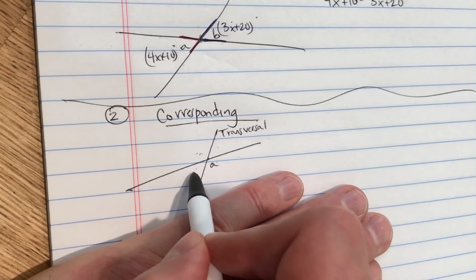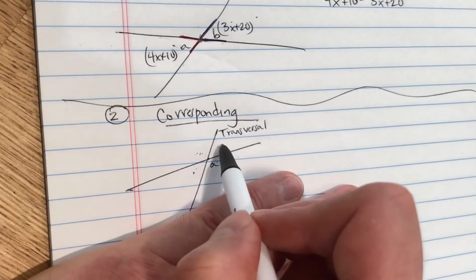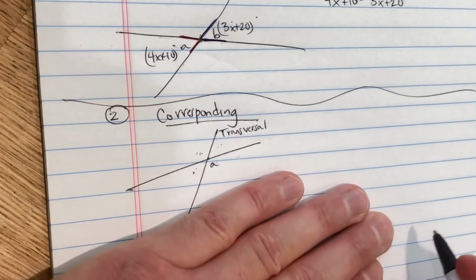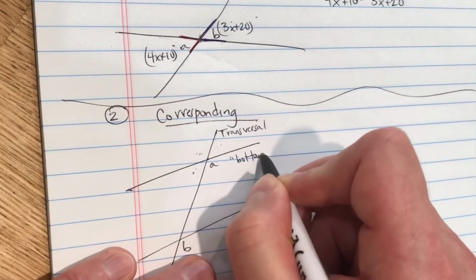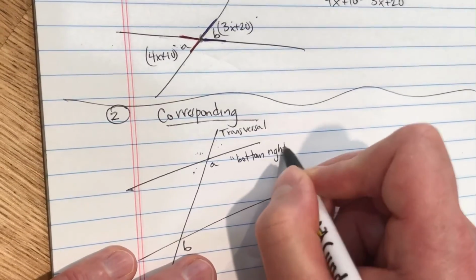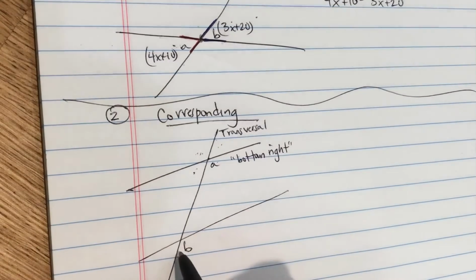This would be the bottom left of this intersection, top right, and bottom right. So generically, we could say angle A is in the bottom right spot out of that intersection there. Well, now shift our focus down here.